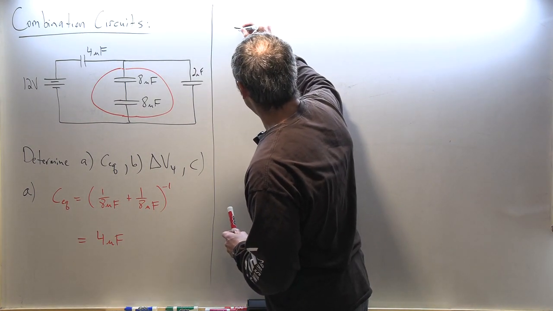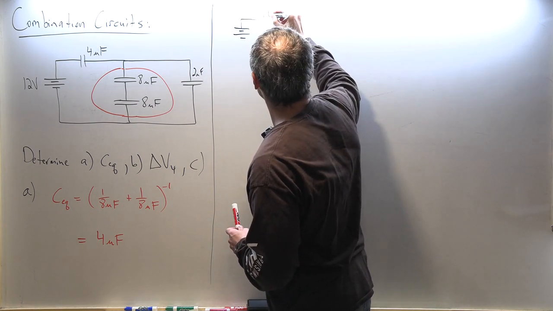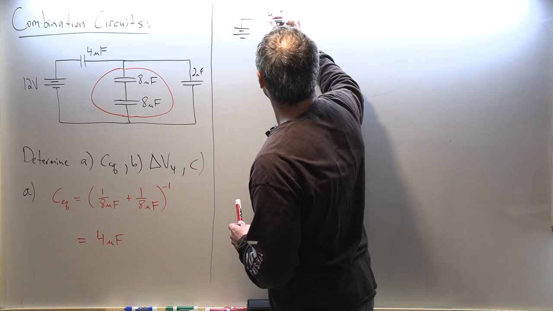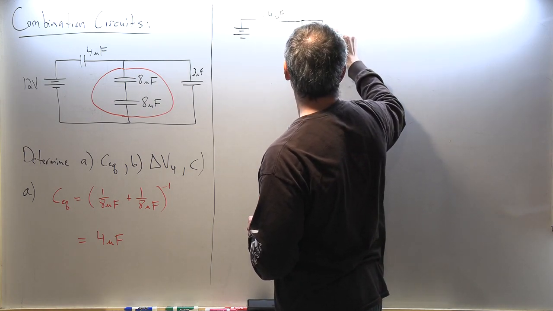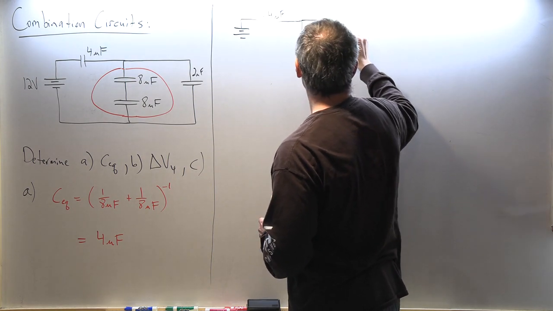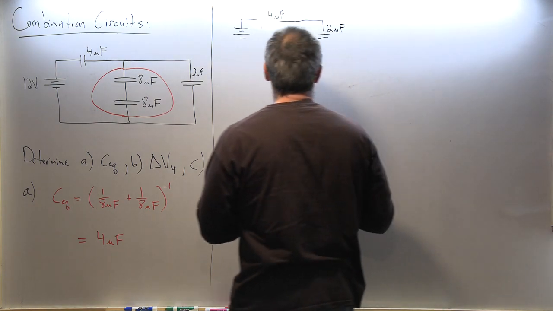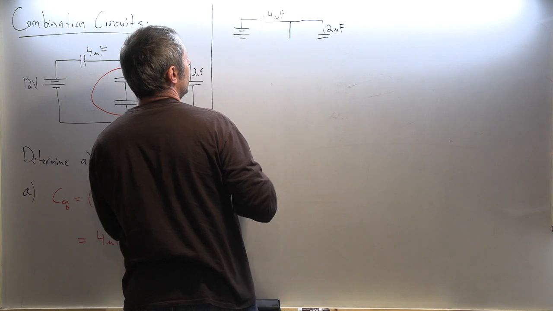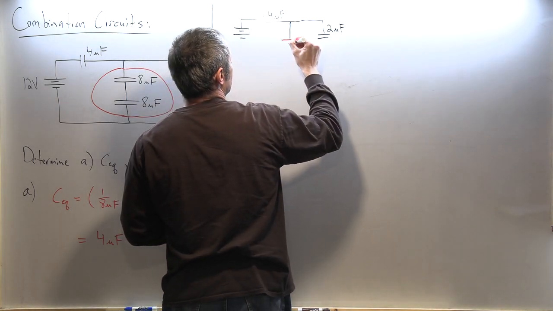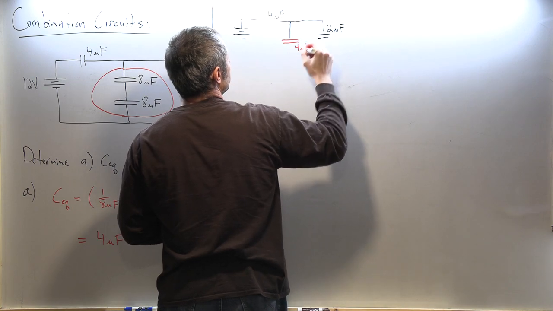So here is the battery. The 4 is still here. And then the 2 microfarad is still here. But in this middle branch, we have just figured out that these two can act as one 4 microfarad capacitor.